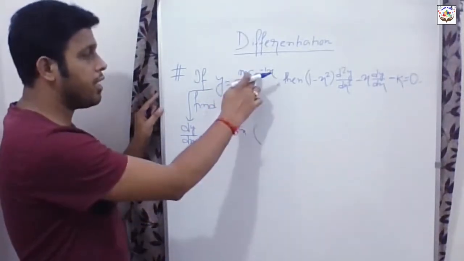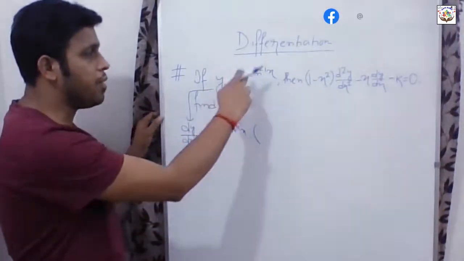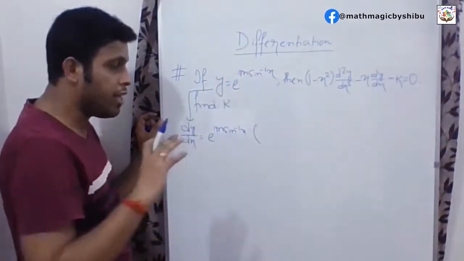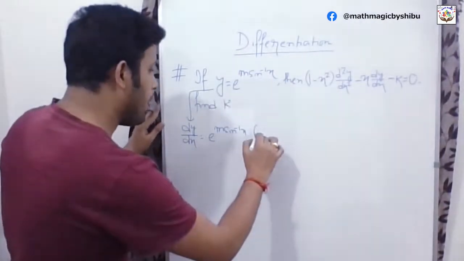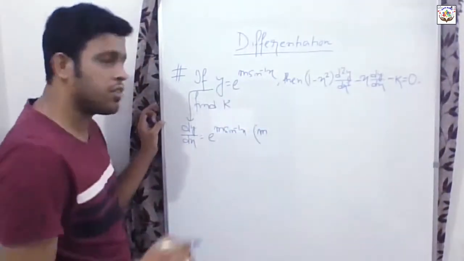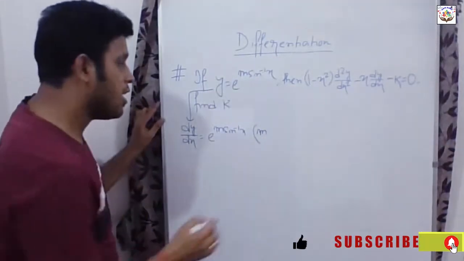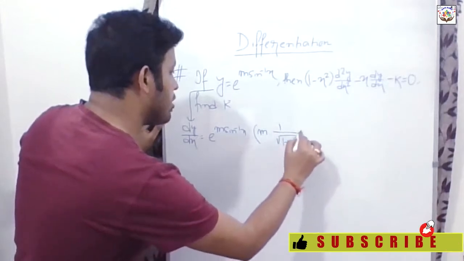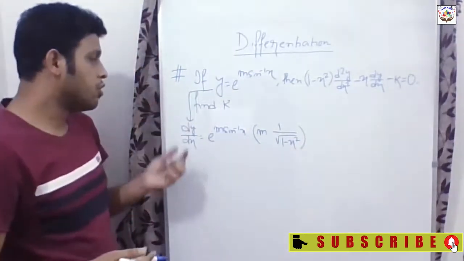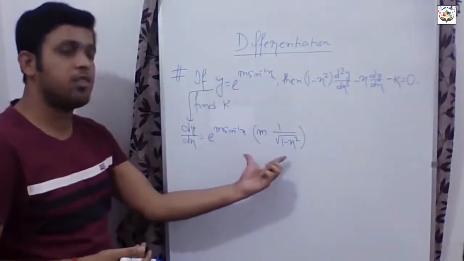If it is e to the power x, then dy by dx would only be e to the power x. As it is e to the power m sin inverse x, that means we need to again differentiate the m sin inverse x part. As you know, m is a constant, so take m as constant, and the differentiation of sin inverse x is actually 1 by root over 1 minus x square. Fine. So dy by dx of this function is this much.